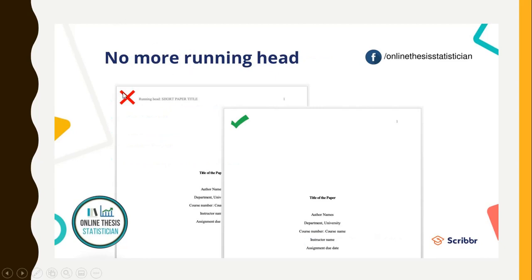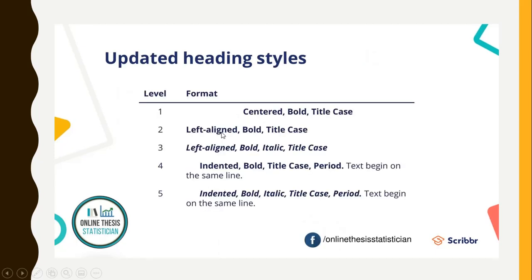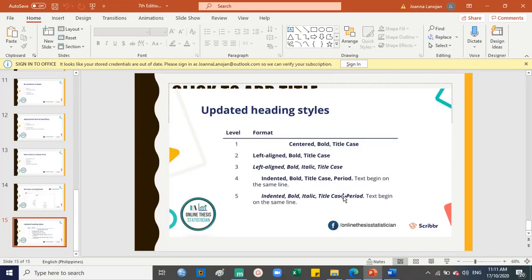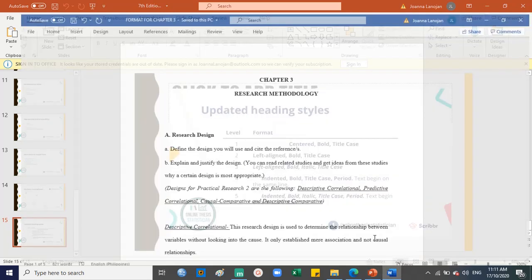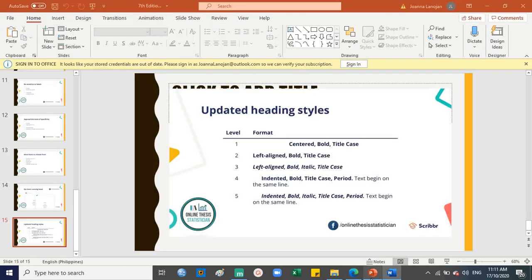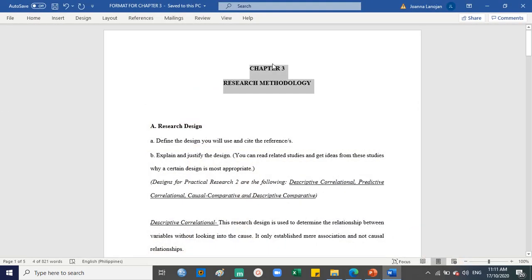And no more running head. Before, there was some header there, but now you do not use that anymore. And there are a lot of updated heading styles. There are 5 heading styles, right? But for our research, we are using centered, bold, and title case, right? The example is there. It's centered, bold, and the title case is there.